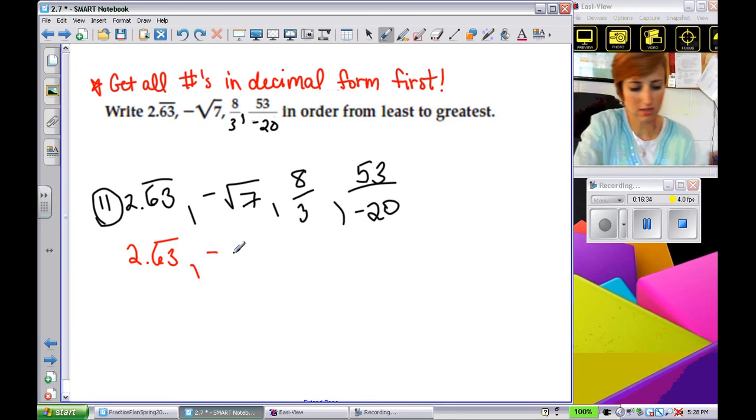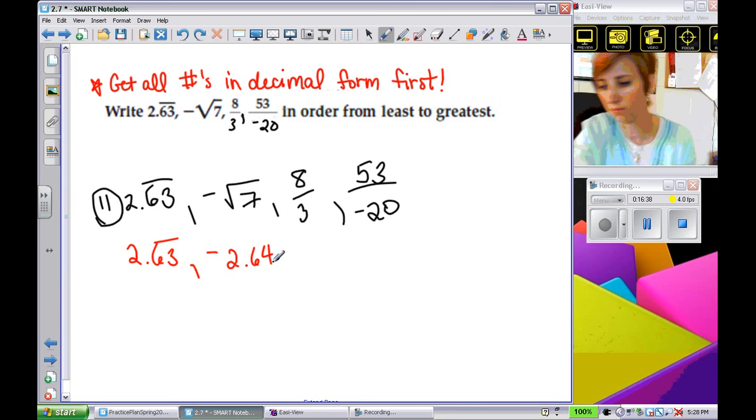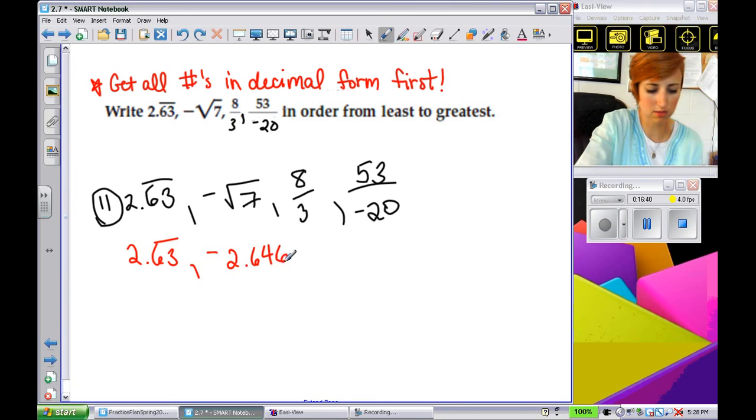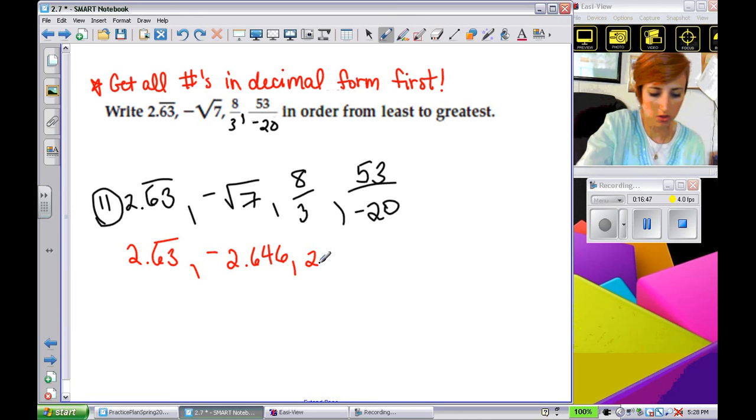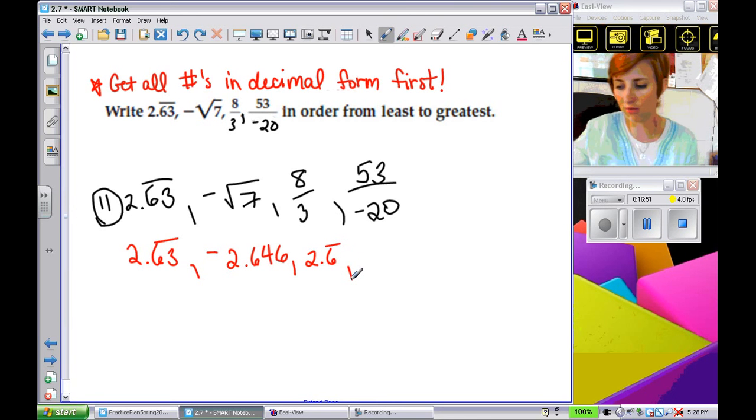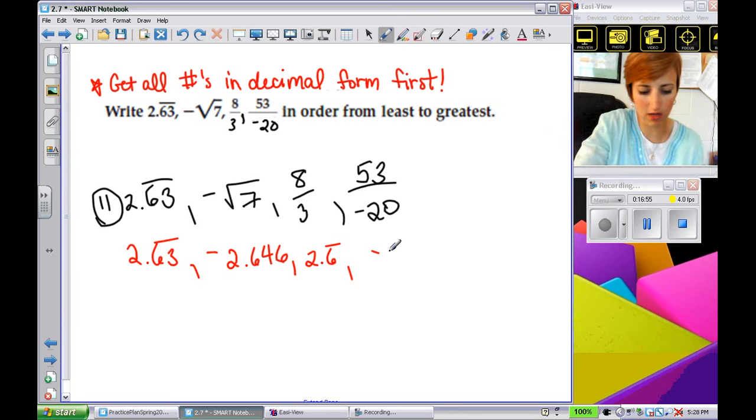And we say that's 2.646 because it rounds up. Our next one's 8 divided by 3. So we'll go ahead and do that one. We get 2.6 repeating. And the very last one, we get 53 divided by negative 20. And that gives us negative 2.65. We're asked to arrange these in order from least to greatest.